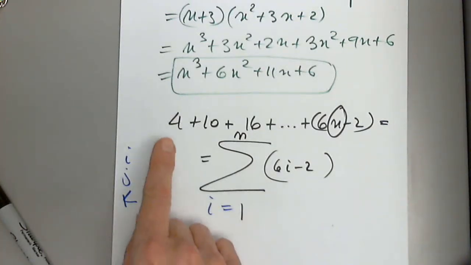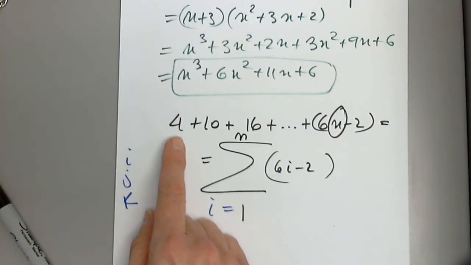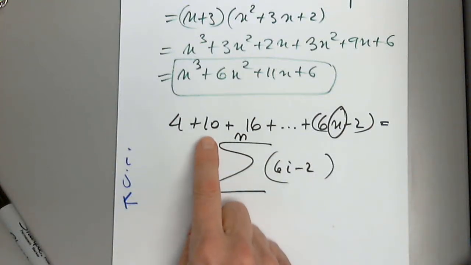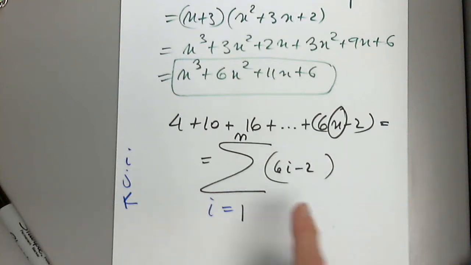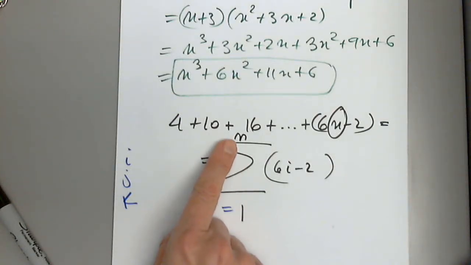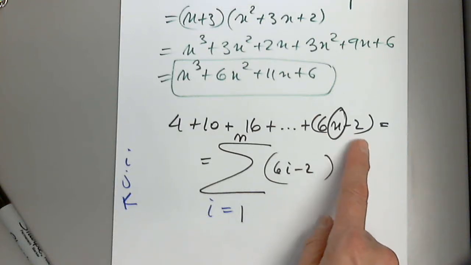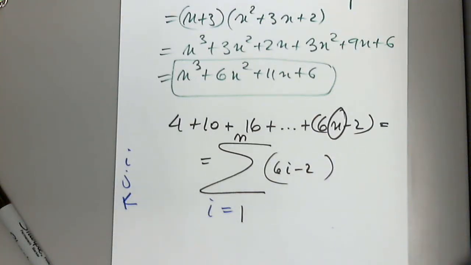Let's check now. When I is 1, do I get 4? When I is 2, do I get 10? When I is 3, do I get 16? Plus dot dot dot. When I reach n, when I is n, do I get this last term? Yes, 6n minus 2. Yes. Is there another one?